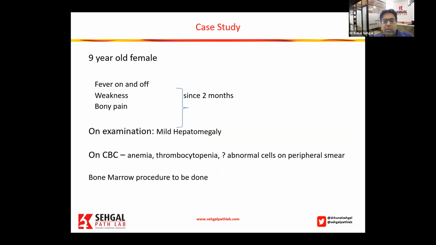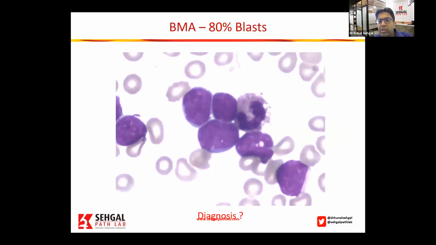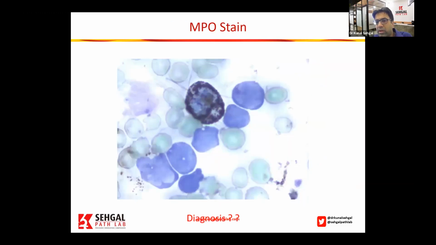This is another patient, a 9-year-old who had fever on and off, bony pains, weakness since the last 2 months, mild hepatomegaly, and outside CBC reported abnormal cells. A marrow was done, it was packed with blasts. So typically the first thing we see, okay, 80 to 90% blasts in a child, we're dealing with an acute leukemia. And the next thing we do is cytochemistry. It comes immediately. An MPO, this is the internal control on the MPO, and the blasts were MPO negative.